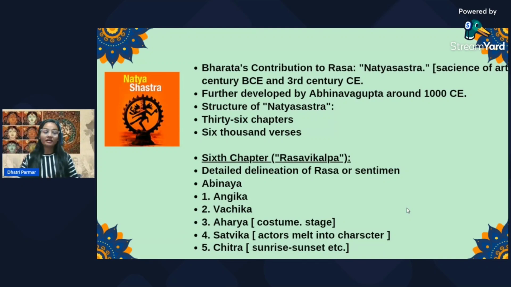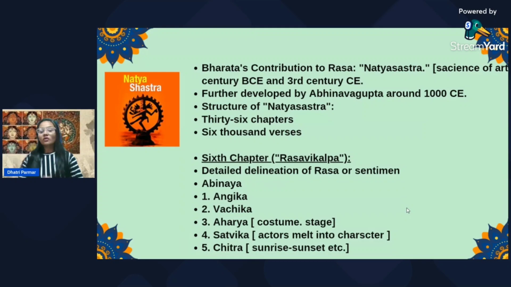First is the Angika, that means with the emotions, with the facial expression, with the help of the eyes, nose, lips. That is Angika Abhinaya. Second is Vachika Abhinaya, that means through language, through vowels, syllables, consonants, they express the Abhinaya. Third is the Aharya, that means the costume, the stage, the dresses of the characters, all these are also connected with the Abhinaya.